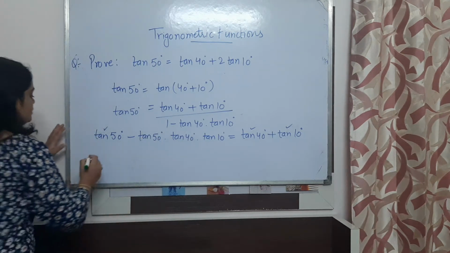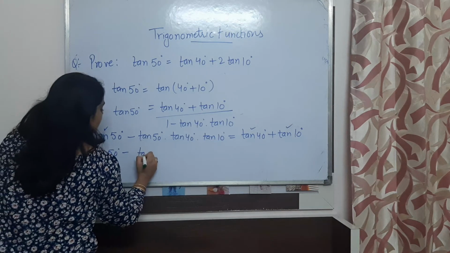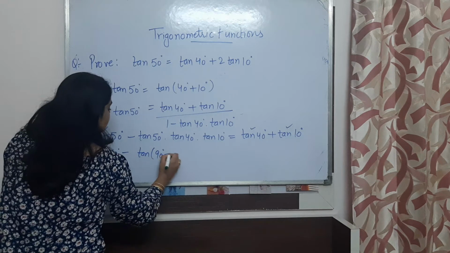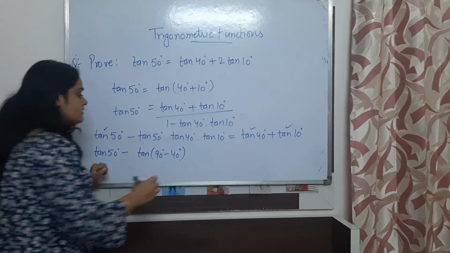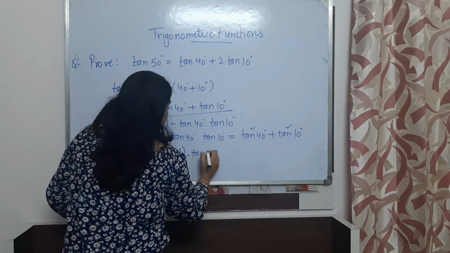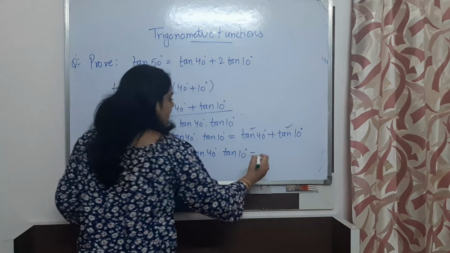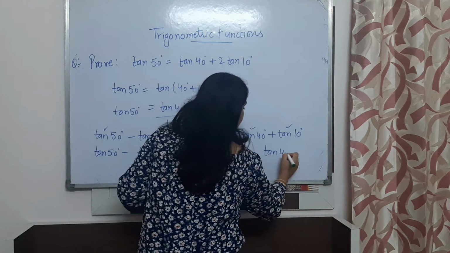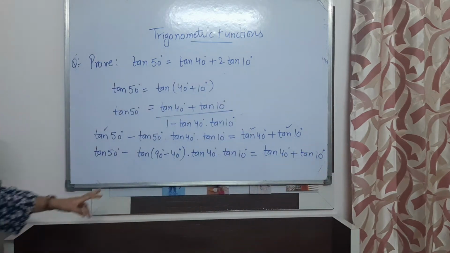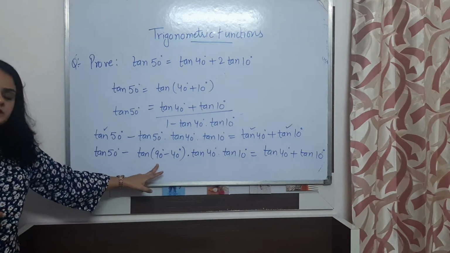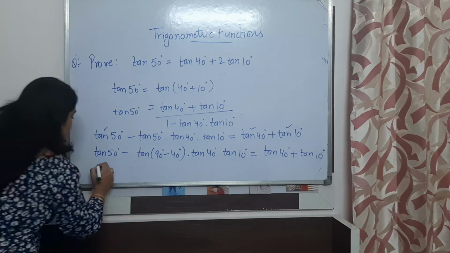So what I am going to do is, can I write tan 50 as 90 minus 40? Can I segregate 50 as 90 minus 40? It is tan 40 into tan 10 and the same thing, tan 40 plus tan 10. Now, tan in terms of 90. Of course, whenever the angle is in terms of 90, then tan will change into cot.